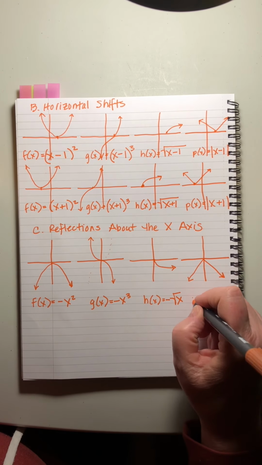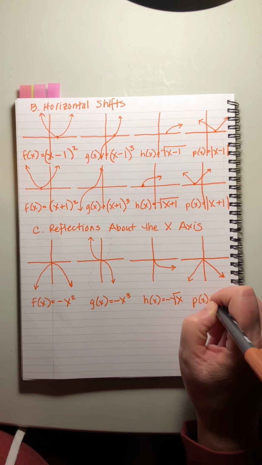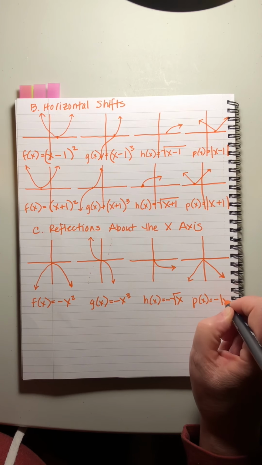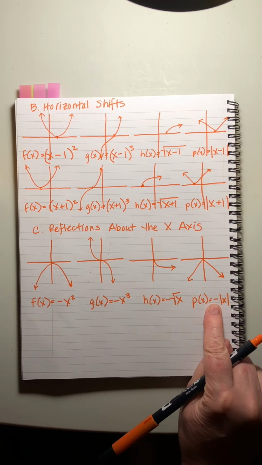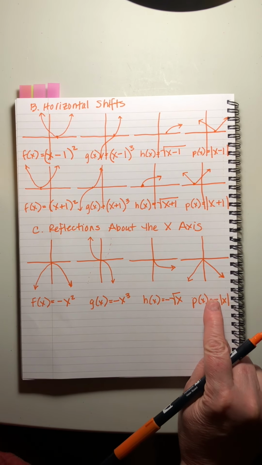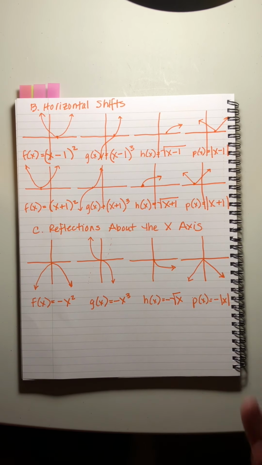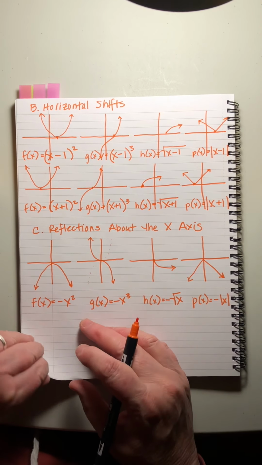And then this one, this is the p of x equals minus absolute value. Again, it stays on the outside. It doesn't go inside of it. Okay? So we did 3 different kinds of changes.